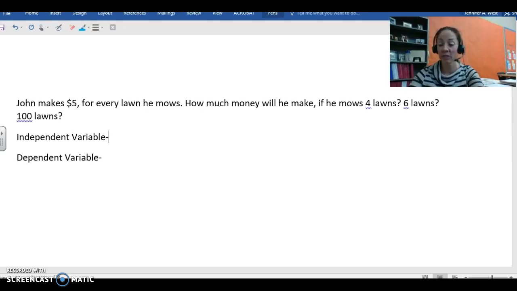So the first thing we need to do is find our independent and dependent variables. And like you heard in the last video, the independent variable is always plotted along the x-axis on a graph, and the dependent is always recorded on the y-axis. So the number of lawns John mows is our independent variable. There's our independent variable. The dependent variable is the total amount of money John makes.